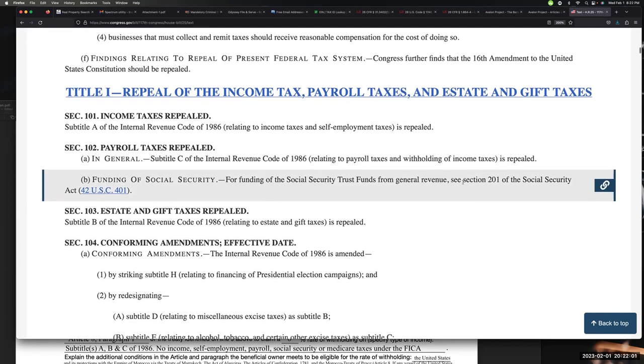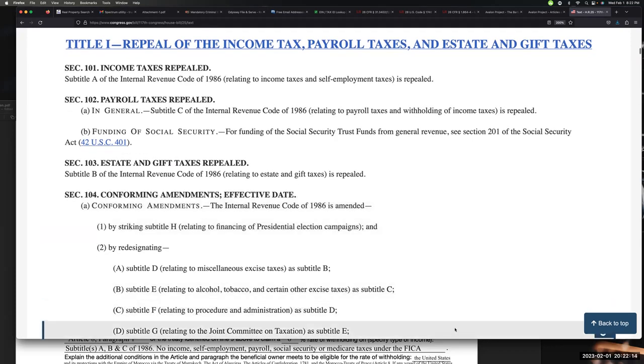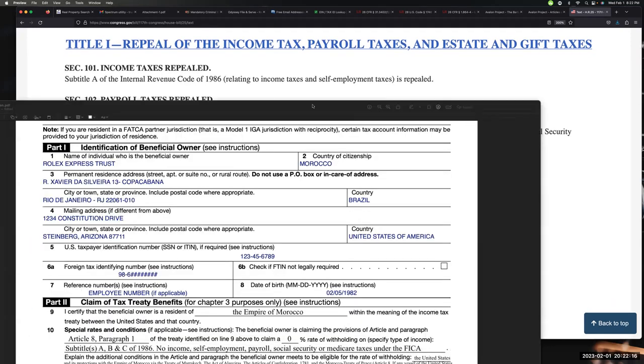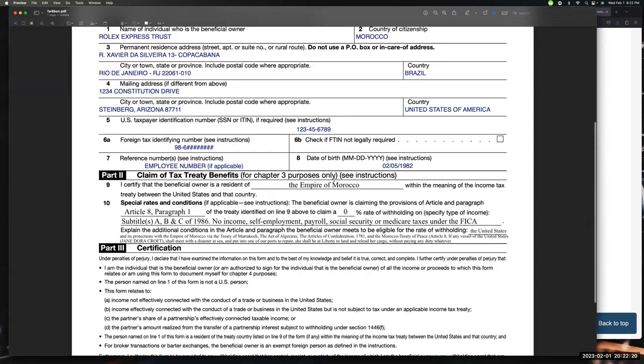That's repealed. And like I said, estate and gift taxes, FICA taxes, Social Security taxes, Medicare taxes, all of those things are being repealed and it's on the table here. So you need to let them know that. Okay, so now let's go back to the W-8 BEN and you will see this is what we said.